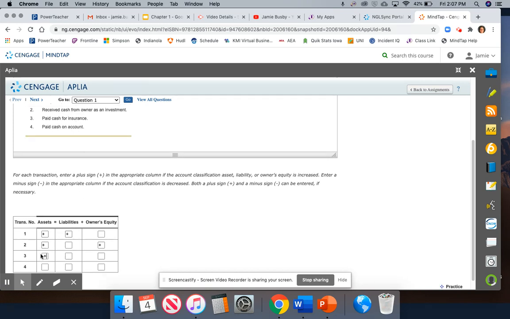Those 2, positive and a negative sign, cancel each other out. So the left side and the right side of our equation are still equal. One more transaction, paid cash on account.